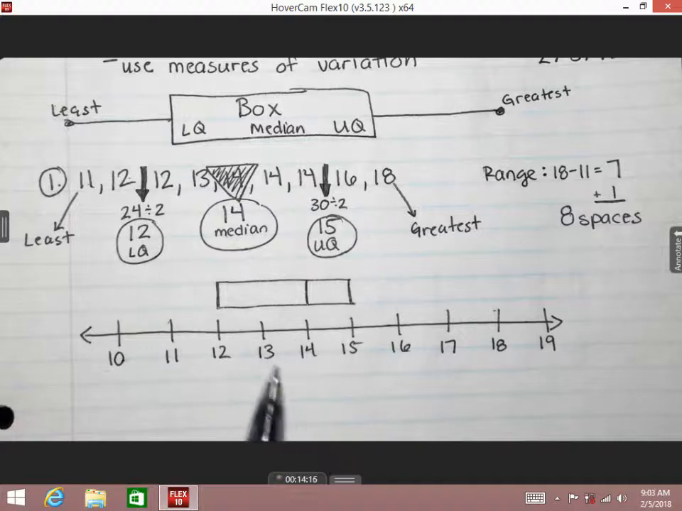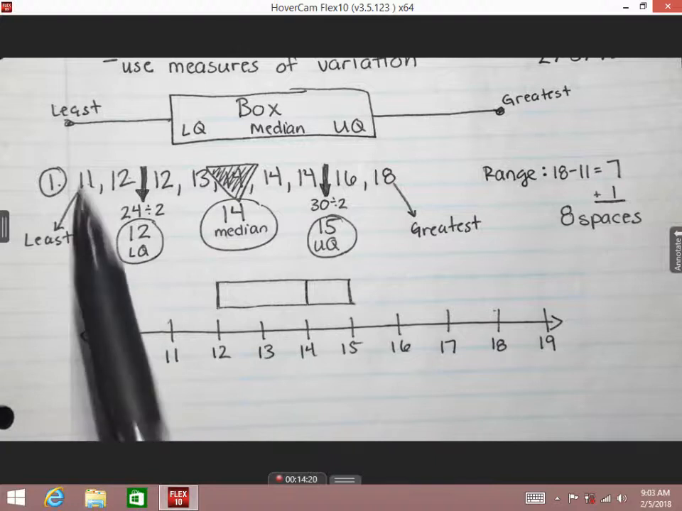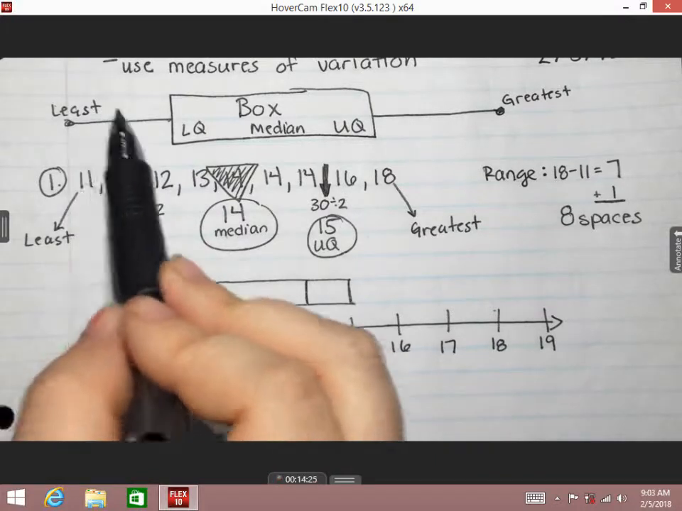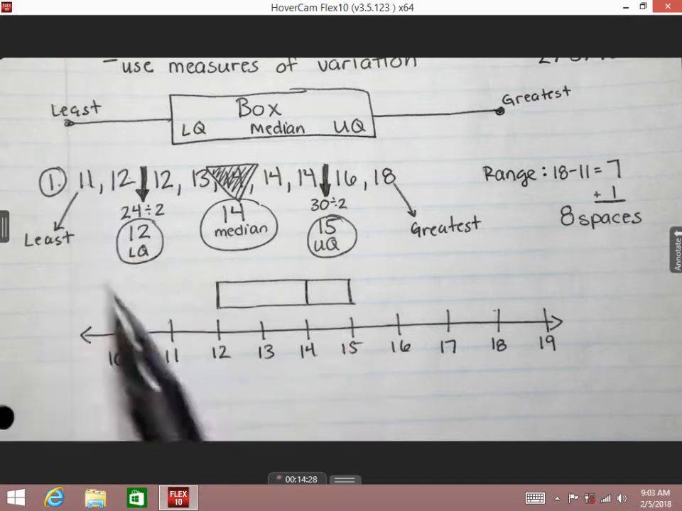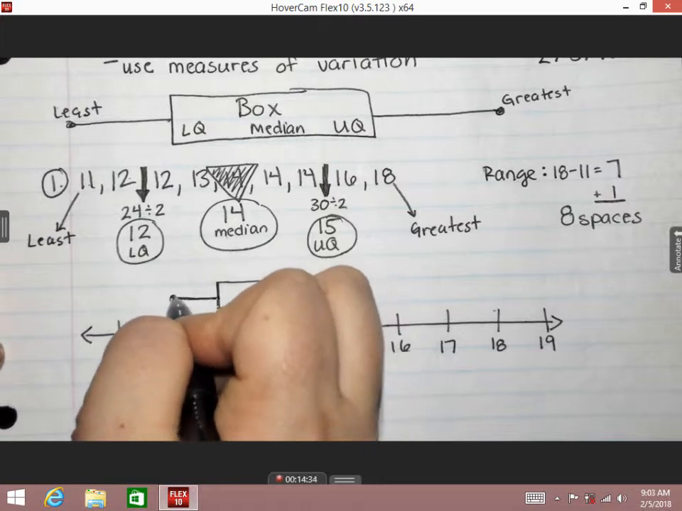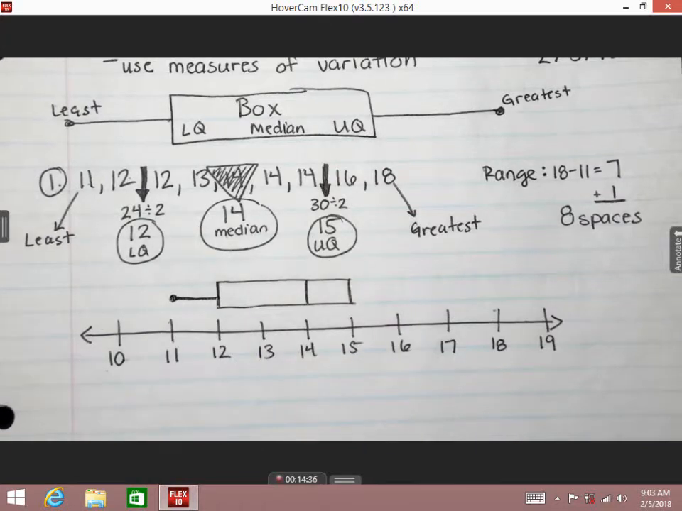Okay. All right, so now we need our whiskers. We have our box. Let's do our whiskers. So where's my smallest amount? At 11. Now, are we going to put a line there? No, we're going to put a dot. See up here in my example that kind of gave us a general idea of what to look for? We have a dot. And then I'm going to connect it to my box with a line, making a whisker.